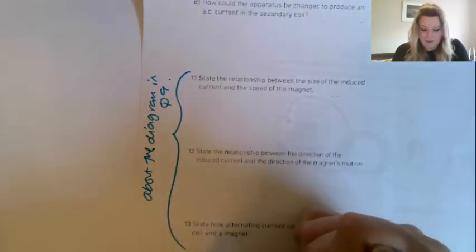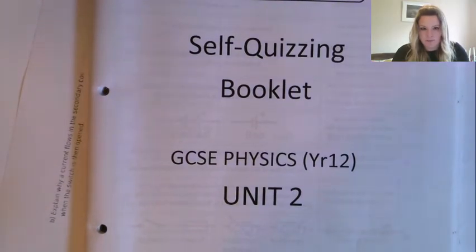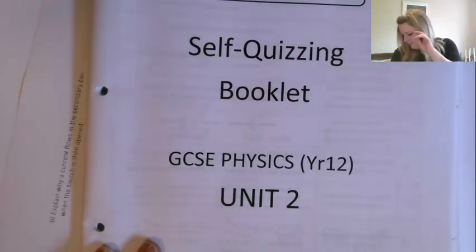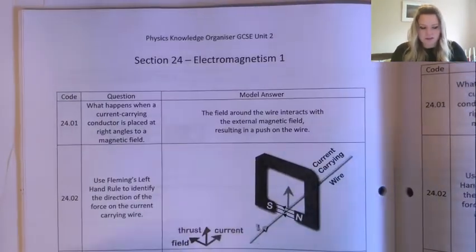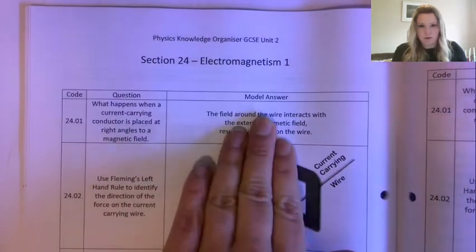Okay, I think, anyway. Now, once you've got that done, I want you to use your self-quizzing book to try and get somewhat caught up. I'm going to give you some specific pages to have a wee go at. So this one here, the second booklet, not the one that is on space, waves and light, the other one on the near stuff. And if we go to section 24, electromagnetism 1, there's your questions and your model answers.